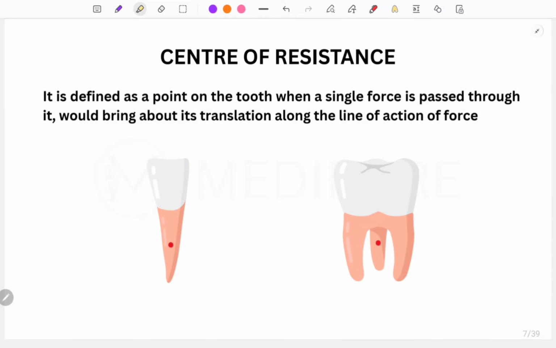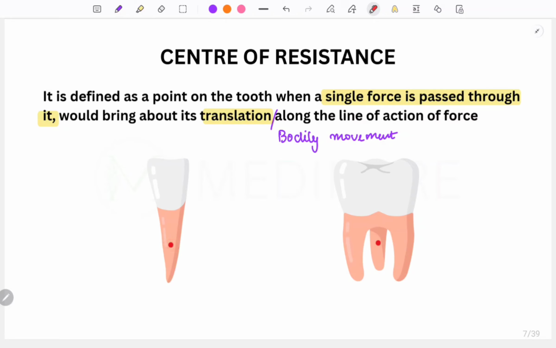Center of resistance is defined as a point on the tooth when a single force is passed through it. That point would bring about its translation, or you can also call it bodily movement, along its line of action of force. So, let's take this incisor. This marked point is called the center of resistance, this red one.